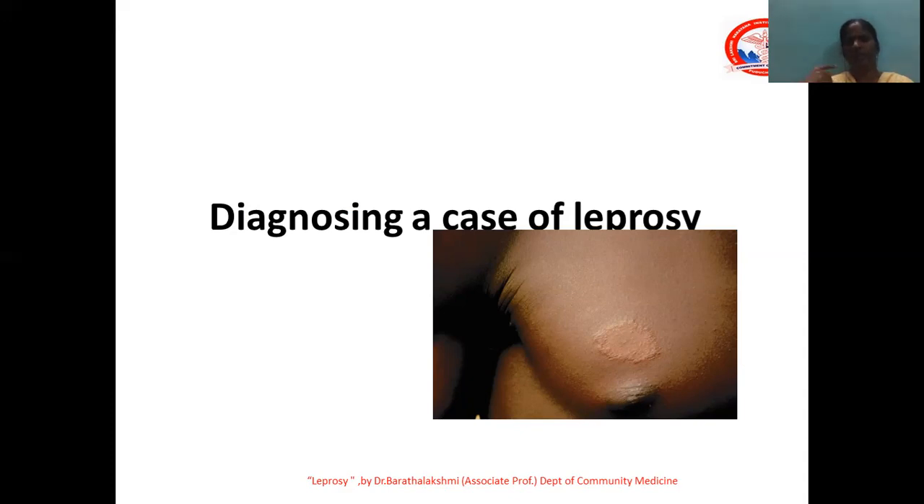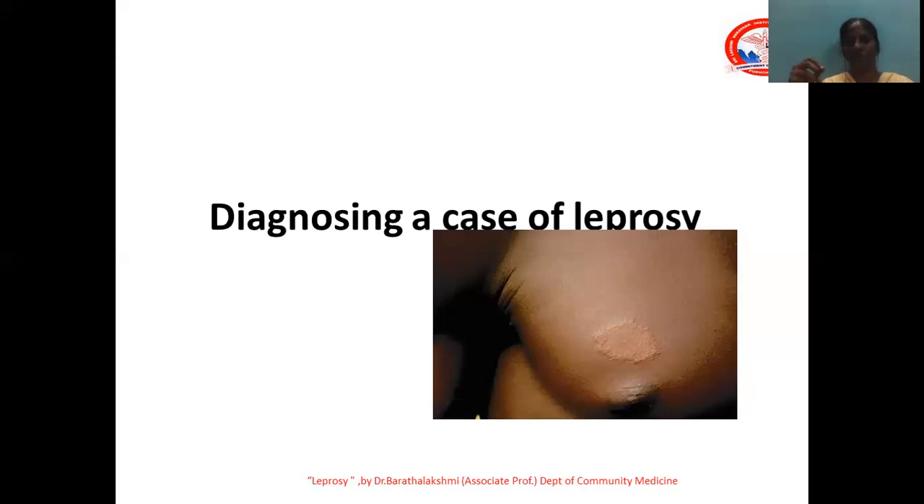So how do we diagnose this hypopigmented patch of leprosy? It's basically based on the sensation test. After picking up the hypopigmented patches, the health worker or the doctor will test the sensation over that area. If the sensation is impaired or lost, we have to think about leprosy. So when somebody sees a hypopigmented patch, definitely you should go for a sensation test.